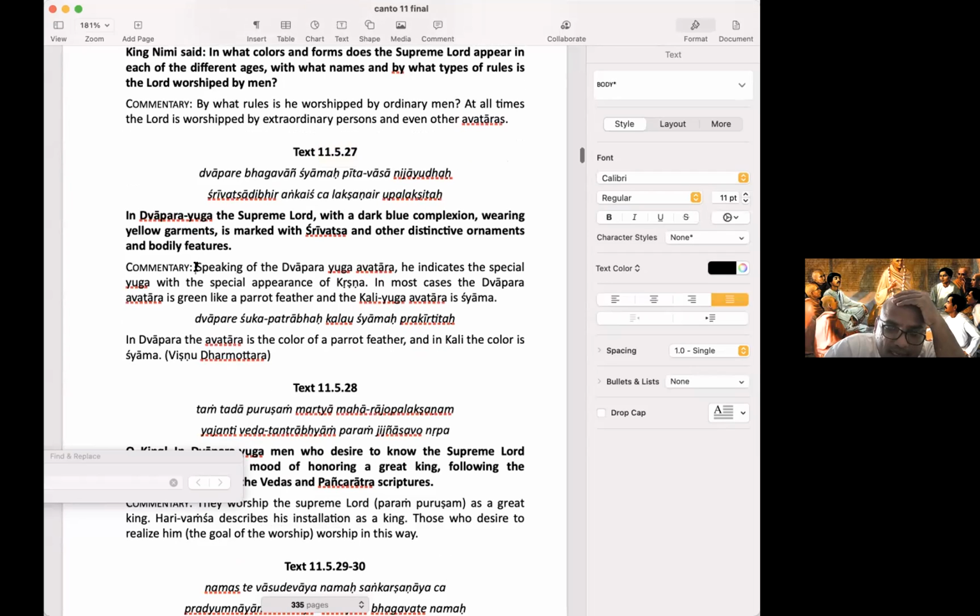So he says, 11.5.27, speaking of the Dwapara Yuga Avatara, he indicates the special Yuga with a special appearance of Krishna. In most cases, the Dwapara Avatara is green like a parrot feather, and the Kali Yuga Avatara is Shama. And he quotes, "Dwapare Shuka Patra-abhah, Kalau Shyama Parikirtitah." In Dwapara, the Avatara is the color of a parrot feather, and in Kali, Shyama. He says this is only a special indication, where a special Krishna comes instead of the regular Yuga avatar.